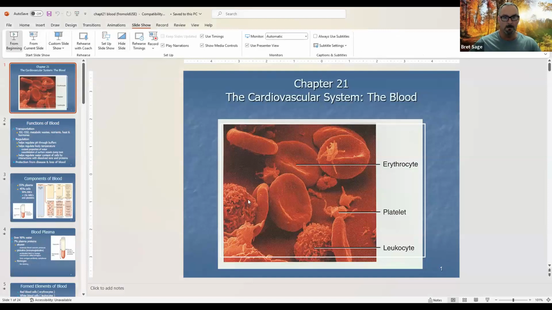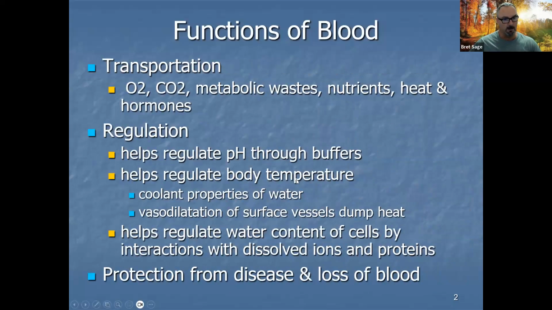Okay, blood. What is blood for? Well, it transports things like oxygen, CO2, metabolic wastes, nutrients, heat, and hormones. Blood regulates certain things. It helps regulate pH through buffers. It helps regulate body temperature.